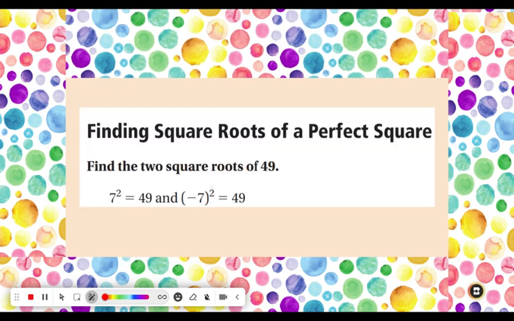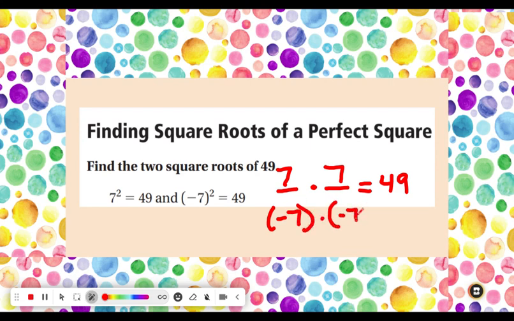So here's an example. Find the two square roots of 49. What times what equals 49? You can say the answer is 7, because 7 times 7 is 49. Or you can say it's -7, because -7 times -7 equals +49. So when they say find the two square roots, your answer will be +7 and -7.